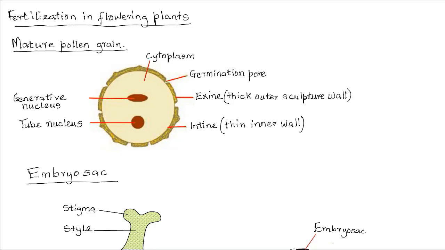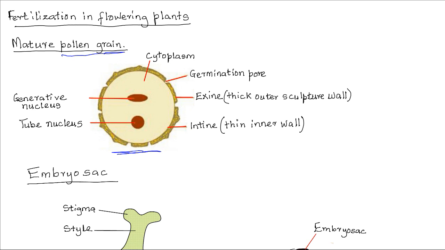Fertilization in flowering plants. The male gametes are contained in the pollen grain produced by the anther. So here's the structure of the pollen grain.